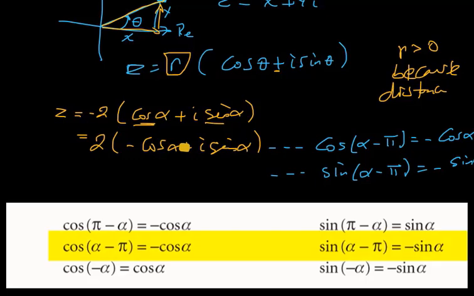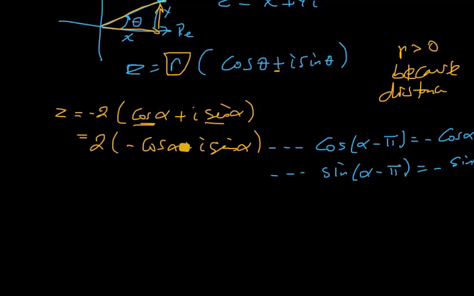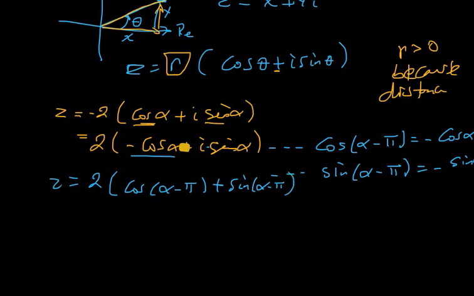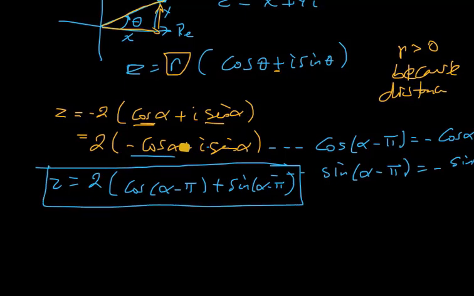So we can directly substitute, instead of this negative sine and cosine, this one, which means 2 times cosine of alpha minus pi plus i sine of alpha minus pi. Now we have the polar form of the previous non-polar form of the unknown complex number.